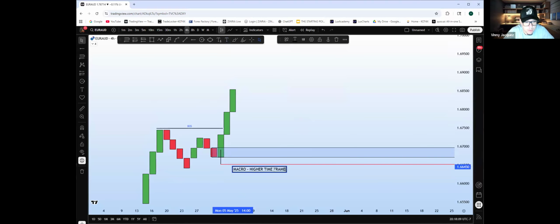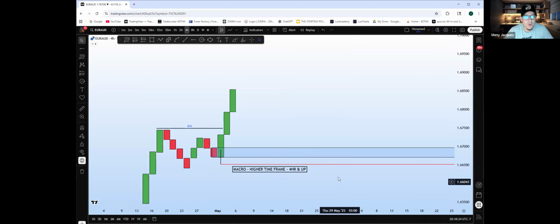Let's put this down here. Macro time for macro higher time frame. Let's say this can be, I mean, 4 hour and up, really. Those are what I like to consider macro time frames, the 4 hour all the way up to the monthly, right? But again, guys, with the basics, higher time frame is usually 4 hour time frame and higher.